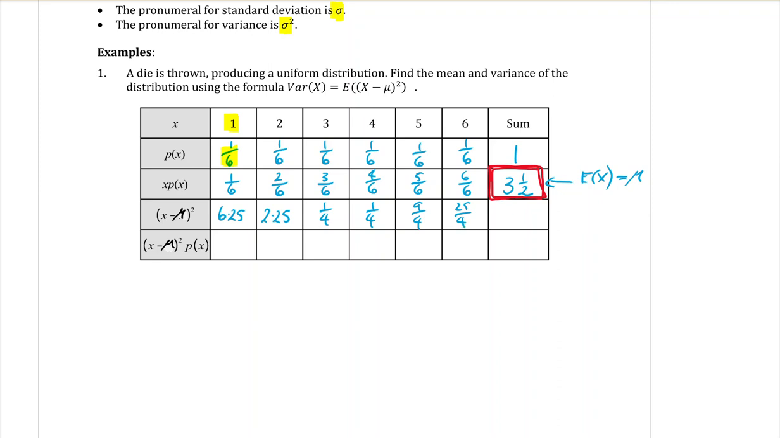This last box here, put a little dash in it. I mean, we could find the sum if we want to, but it doesn't mean anything, so that box is not needed. We need to go on to the next row. So now I want to take x minus mu squared, that was this box, and I want to times it by the probability, which is that 1/6 there. So I'm doing 6.25 times by 1/6.